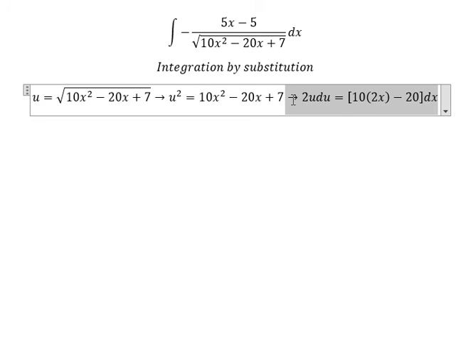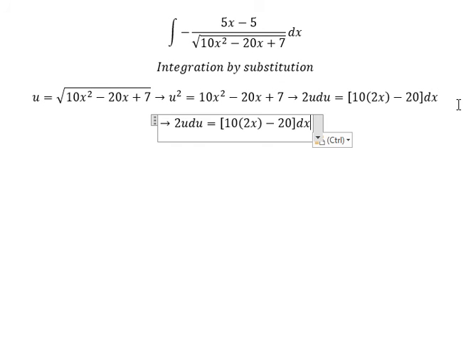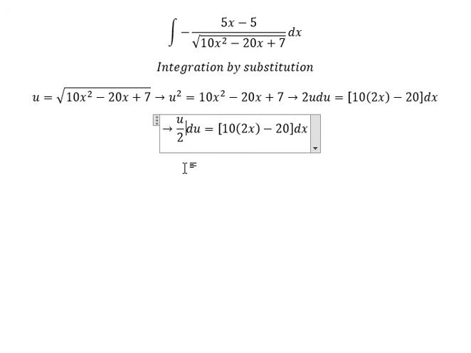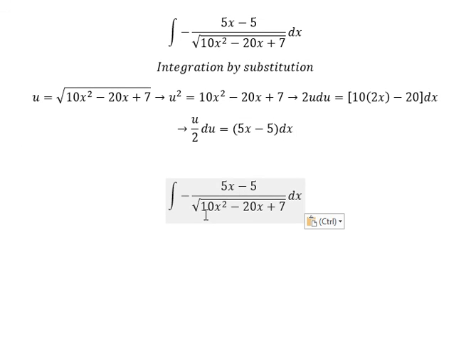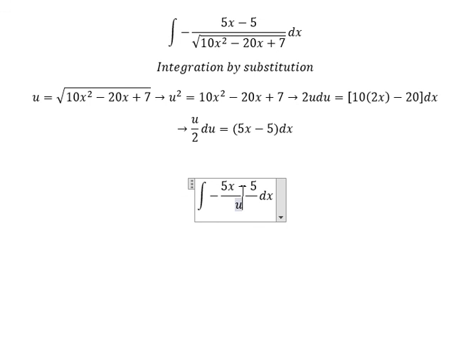Next, because this is 5x minus number 5, we need to divide both sides by number 4. And we have it like this. So this one we change for u. 5x minus number 5 dx we change for this one.